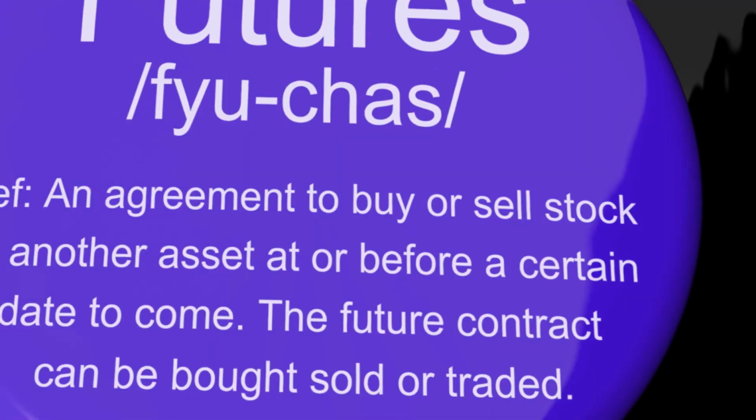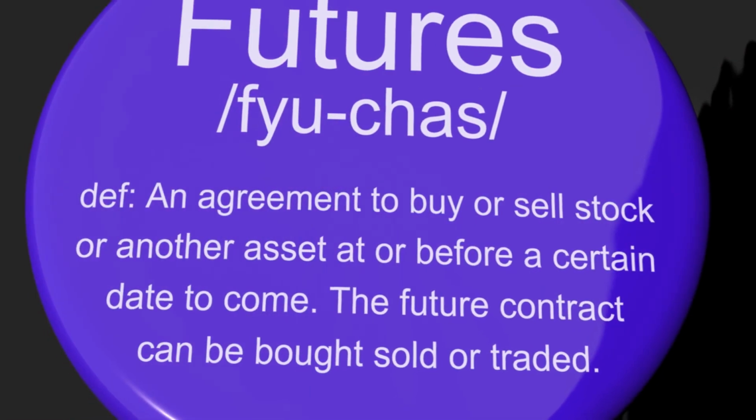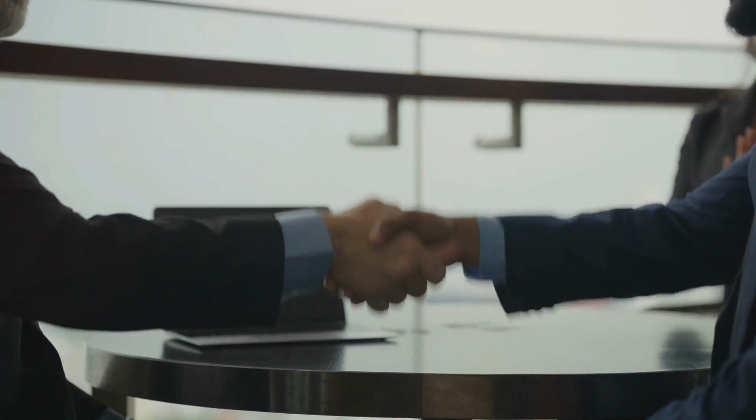Enter derivatives, specifically a type of derivative called a futures contract. In our scenario, the farmer and the bread maker could agree today on a price to trade wheat in the future. This agreement is the futures contract. The farmer now knows the price at which he can sell his wheat, and the bread maker knows how much he'll have to pay for it. This contract, this derivative, helps both parties manage their price risk.